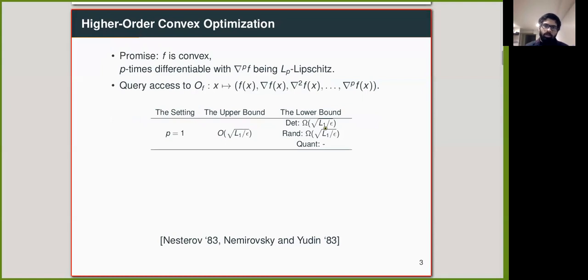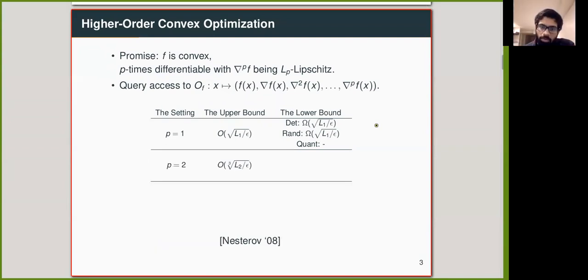So in the setting where p is equal to 1, Nesterov showed that you can do better than gradient descent. Instead of 1 by epsilon squared, you get the square root of 1 by epsilon as your upper bound. And again, it was known by Nemirovsky and Yudin that this is optimal, both for deterministic and for randomized algorithms. It was never studied in the quantum setting before.